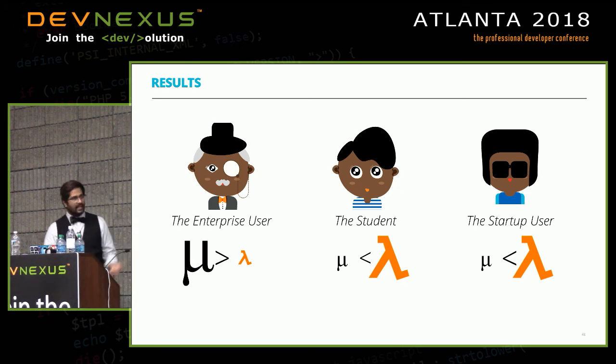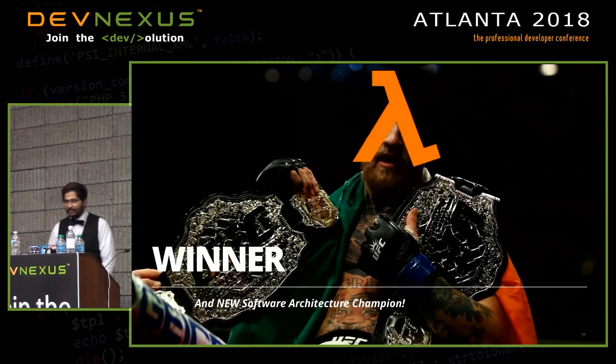Right? And so with that, on a split decision vote, a fight which is closer than most people would expect, I'd probably choose serverless if I'm any of the two users on the right hand side. If I'm an enterprise user, I'd still go for microservices, right?